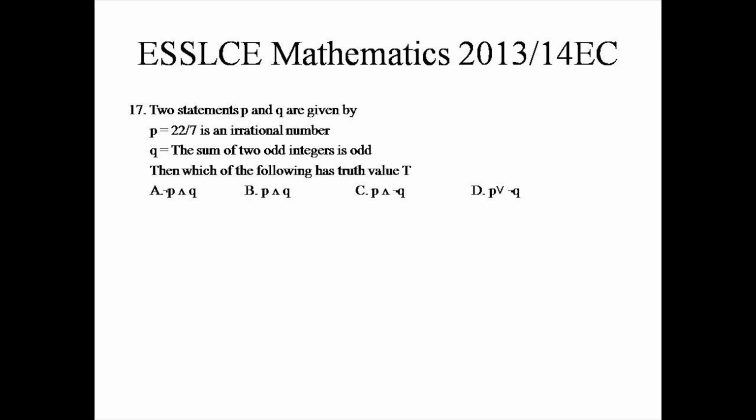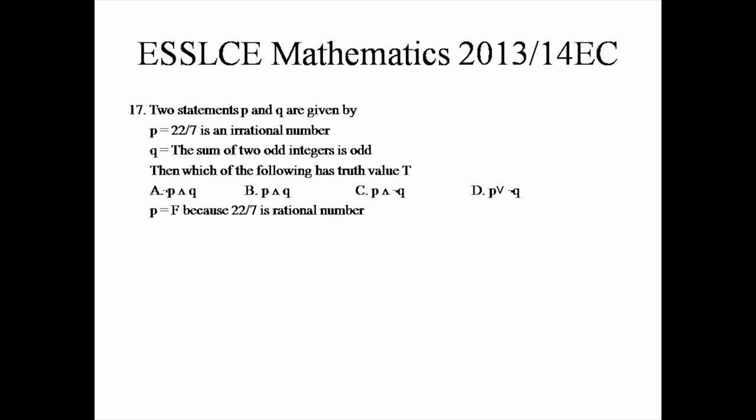Question number 17. Two statements P and Q are given by P: 22/7 is an irrational number, and Q: the sum of two odd numbers is odd. Then, which one of the following has a truth value of true? A. Negation of P and Q. B. P and Q. C. P and negation of Q. D. P or negation of Q.